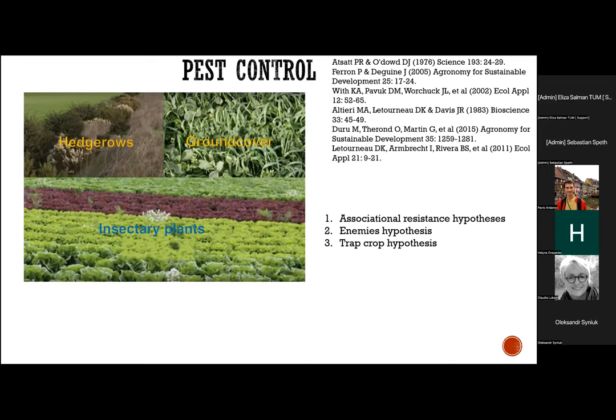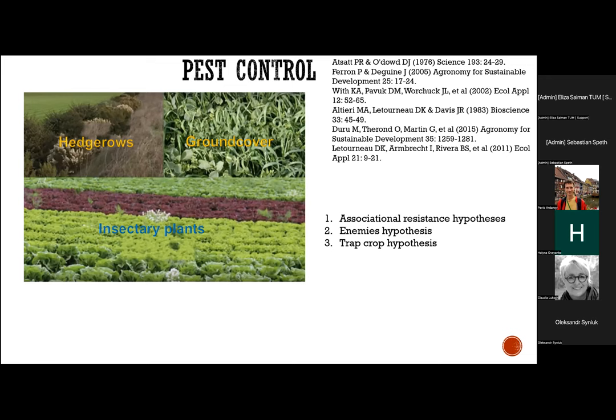The main mechanism is the associational resistance hypothesis, when we create very complex systems with a lot of textures, smells, and colors, and non-host plants, which is confusing for pests, or disease cannot spread that quickly. The second is the enemy hypothesis, when we encourage natural enemies, as I already mentioned. And the third is the trap crop hypothesis, where we combine plants which repel our pests and also plants which attract pests, often in combination.